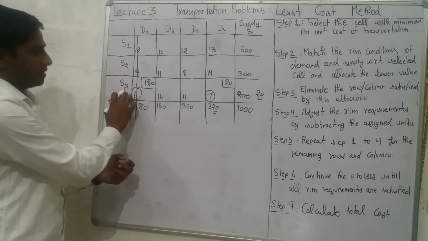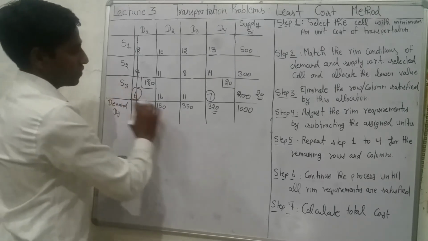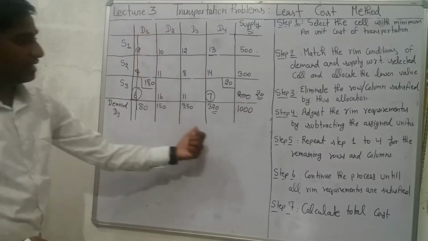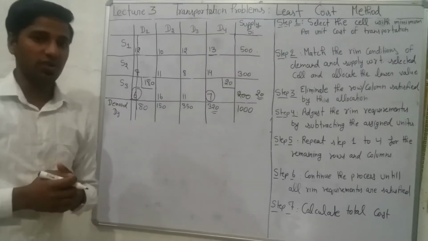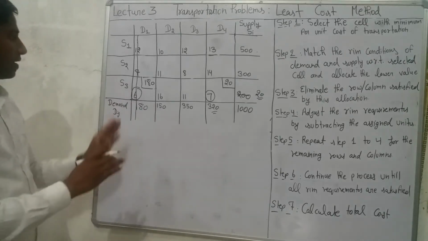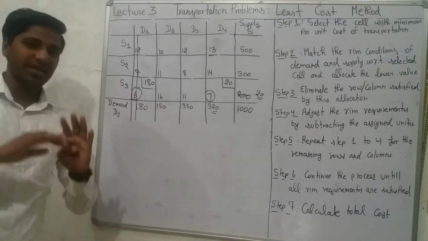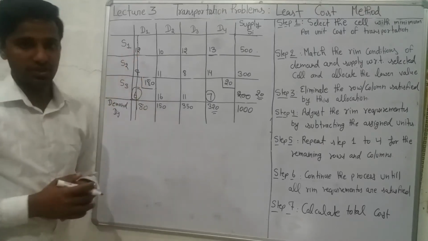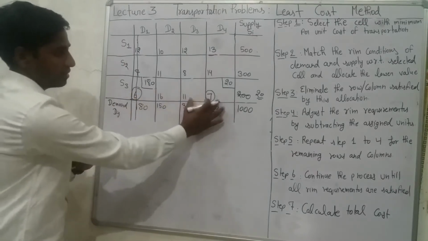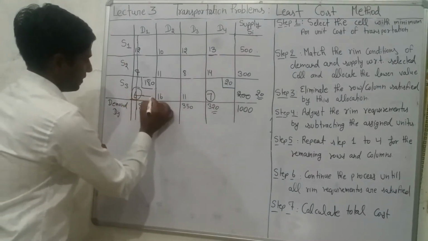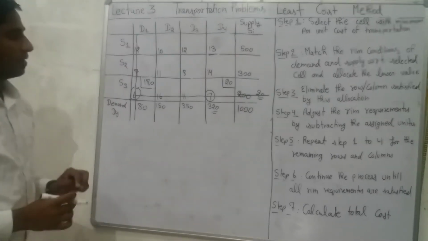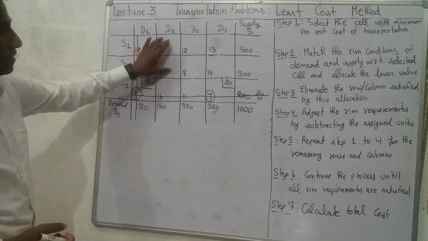Now look at source 3. The total units available at source 3 were 200 units. Out of them 180 units are allocated to destination 1, and the remaining 20 units are allocated to destination 4. It means the supply of source 3 is completely exhausted. Now source 3 cannot supply any extra unit to any of the destinations. So what we have to do, just eliminate source 3 or the third row by drawing a line. Okay, now we are left with 2 rows and 3 columns.